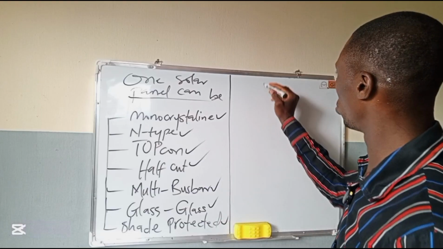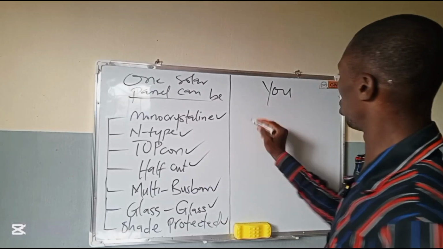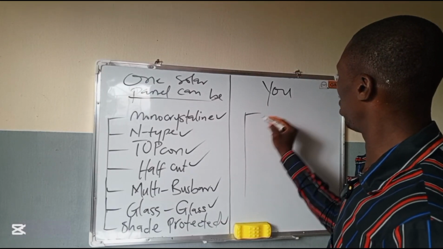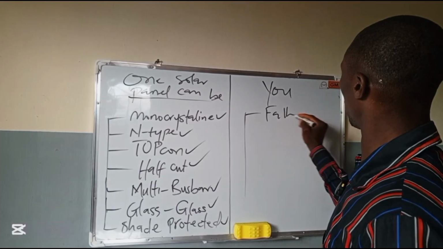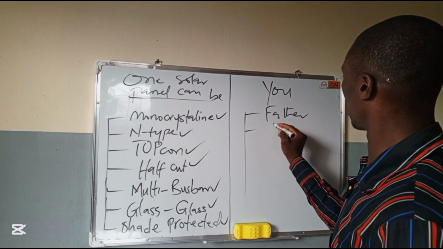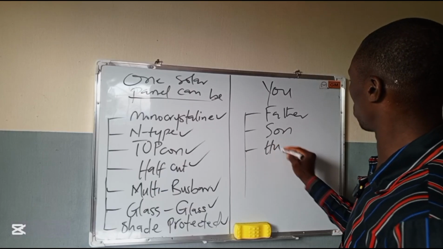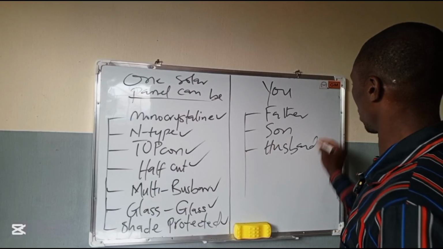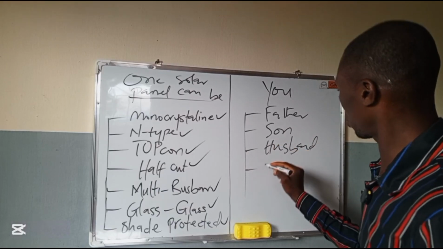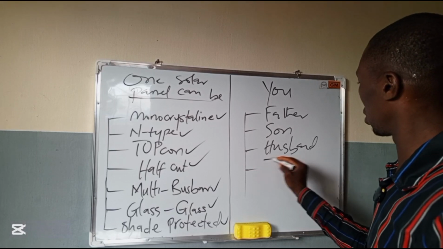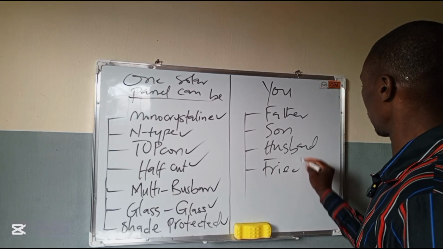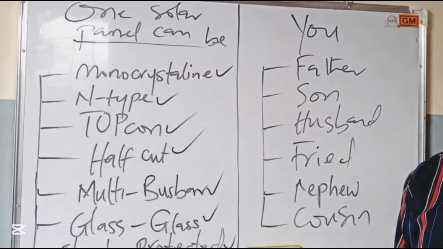Now see the solar panel as you would see a person being a father, a son, a husband, a friend, a nephew, and a cousin.